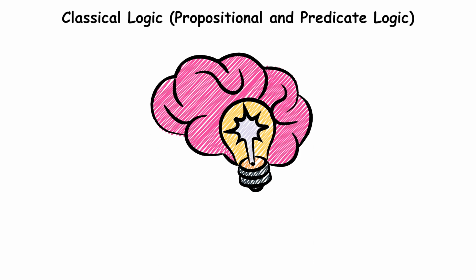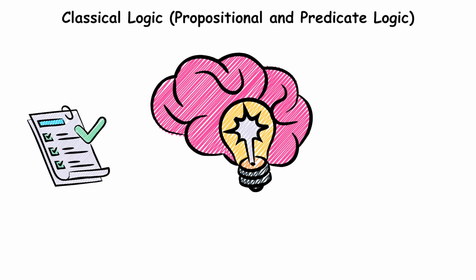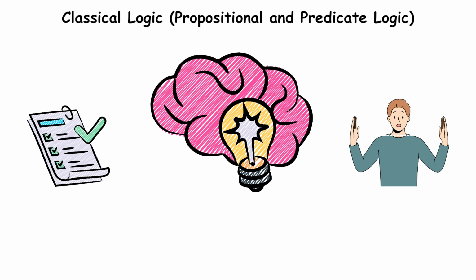Classical logic is like the foundation of logical reasoning. It's structured and clear, but it's also limited. It's about establishing validity, whether the conclusion follows logically from the premises.